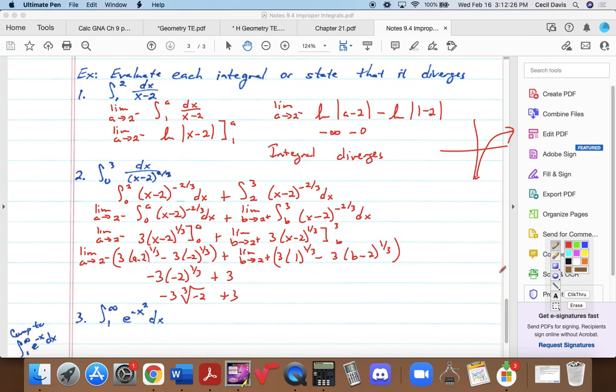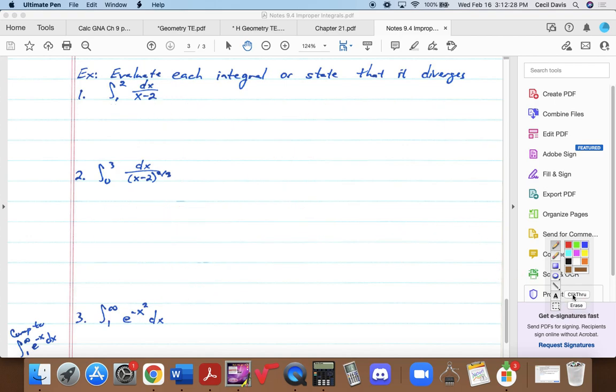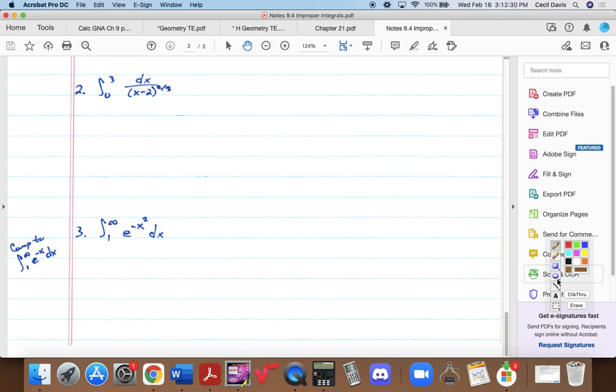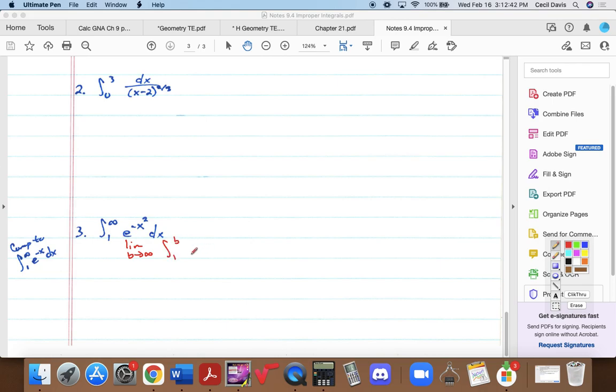See if I can do the last one in 3 minutes or less. I believe so. So again, the problem is at infinity. So I'll rewrite this as the limit as b goes to infinity of the integral from 1 to b of e to the negative x squared dx. And we have a problem. We don't know how to take the antiderivative of e to the negative x squared.